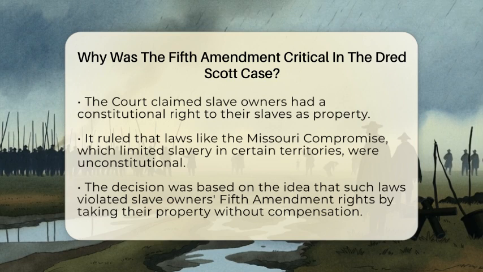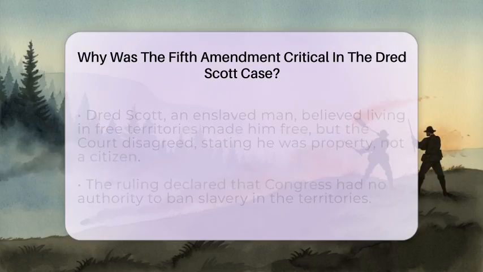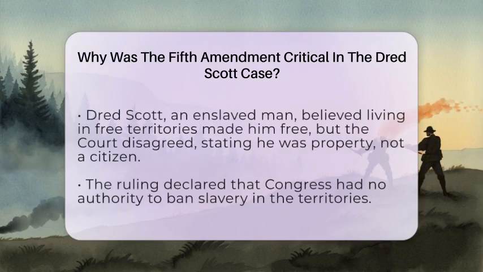This was a big deal because it meant that laws like the Missouri Compromise, which banned slavery in certain territories, were unconstitutional. The court claimed that such laws violated the slave owners' Fifth Amendment rights by effectively taking their property without paying for it. Dred Scott was an enslaved man who had lived in free territories where slavery was banned.